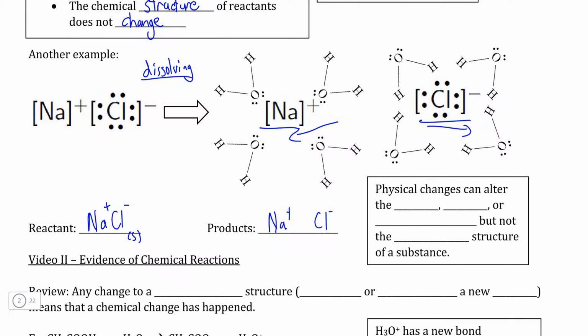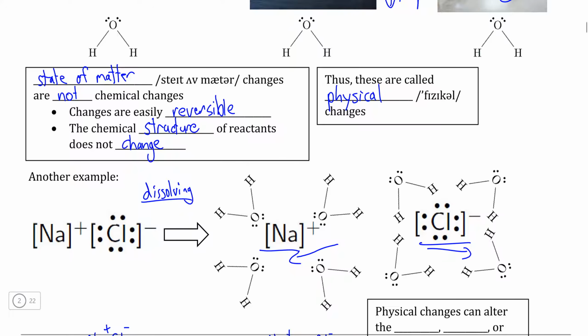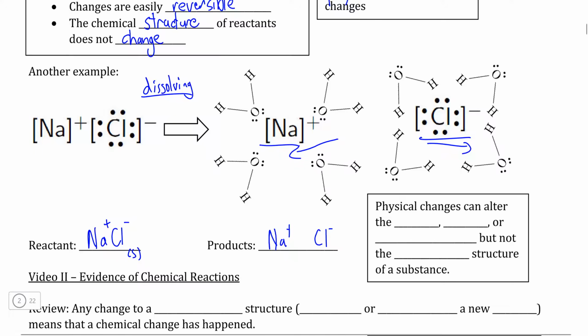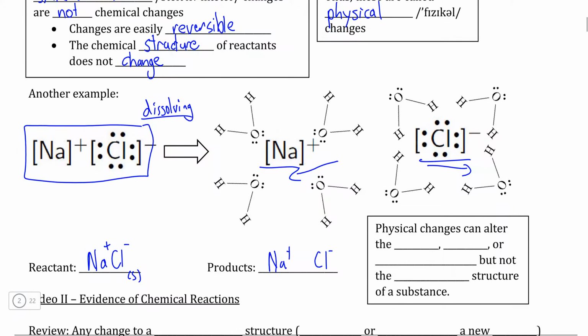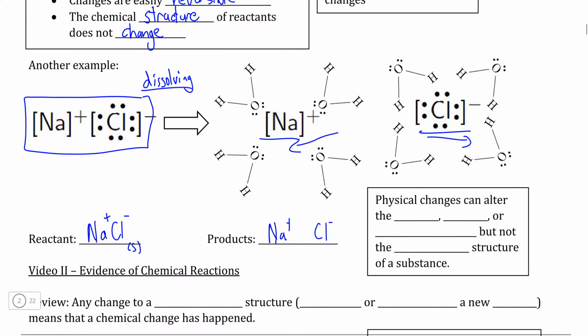And if we want to show that this is easily reversible, if we were to boil the water, we would see the salt crystals left over at the bottom, meaning that because this is relatively easy to reverse, and because we haven't made a new substance, the dissolving of salt is yet another example of a physical change rather than a chemical change.